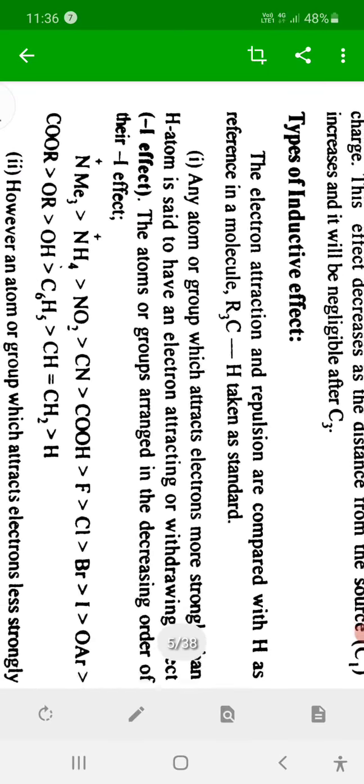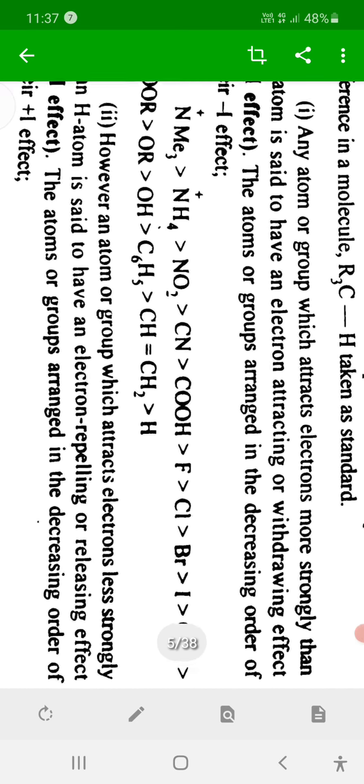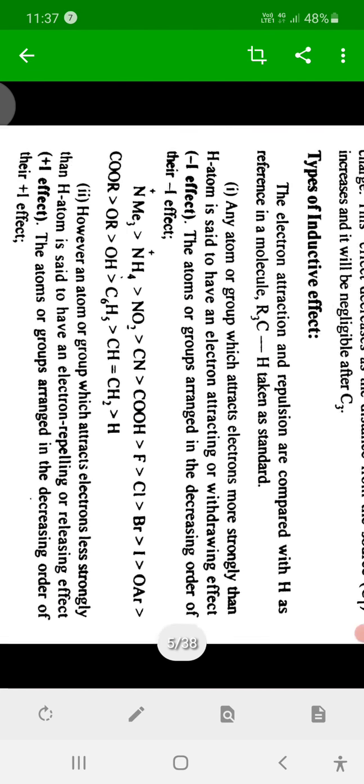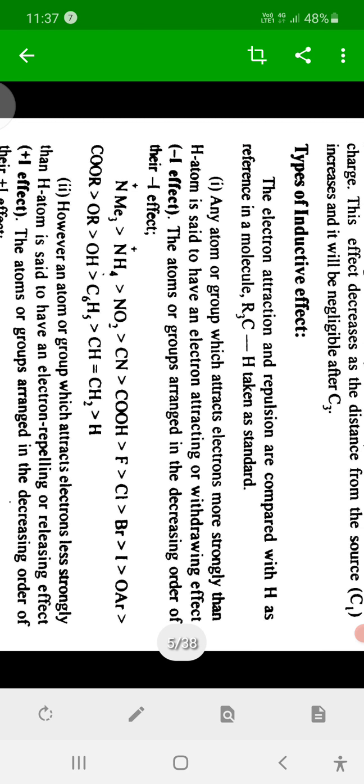Depending on that pulling direction, inductive effects are of two types, that is plus I effect and minus I effect. What is minus I effect? It is electron pulling effect. That is, out of the two atoms, one is more electronegative and another is electropositive. That electronegative atom pulls electrons towards itself. That pulling effect is known as minus I effect, electron withdrawing or pulling effect.